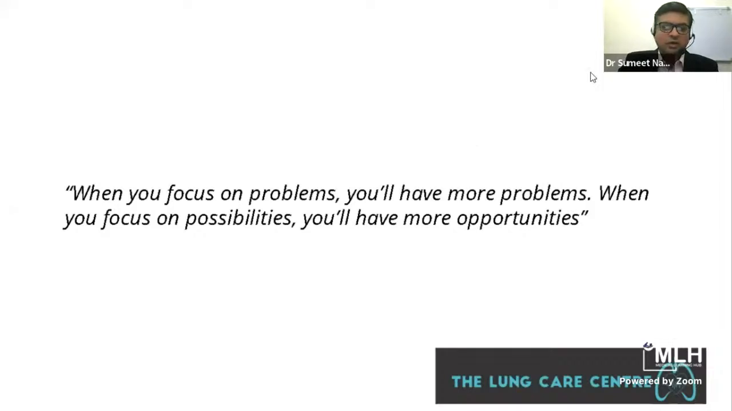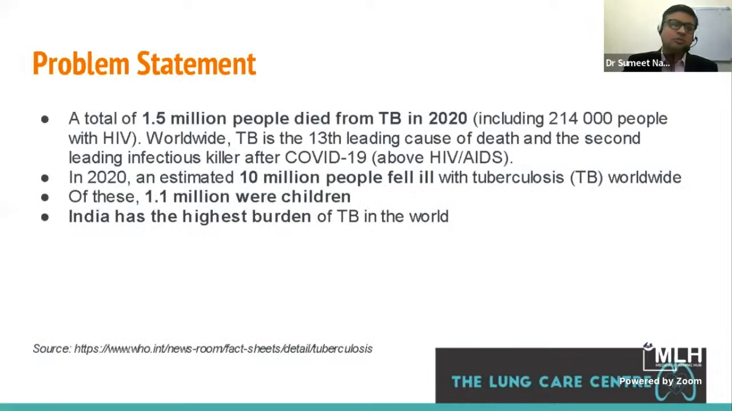So starting with a small quote, when you focus on problems, you'll have more problems. And when you focus on possibilities, you'll have more opportunities. So with this thought, I'm just giving a problem statement of tuberculosis. Tuberculosis is very rampant, as we all know. In the year 2020 itself, around 1.5 million people died of tuberculosis. And incidence was around 10 million in that very year. And of these 10 million people, 1.1 million were children. And as we all know, India has the highest burden of tuberculosis in the world.